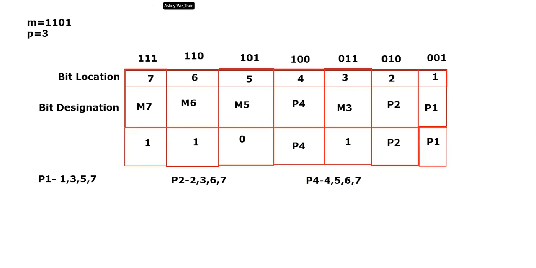Once we have identified this, now let us note down the value that exists in bit location 1, and the values in bit locations 3, 5 and 7. When you take bit location 1, the value that exists is P1 itself. So let us write it as P1.